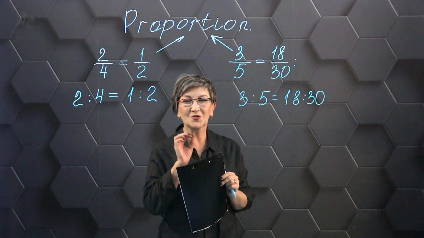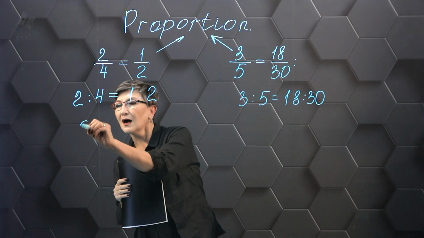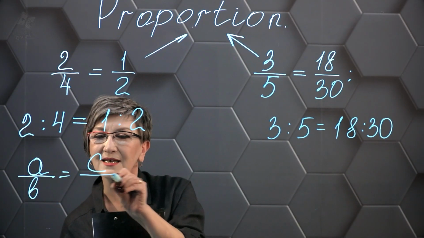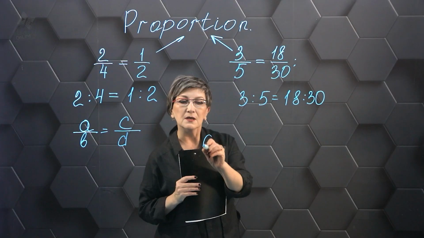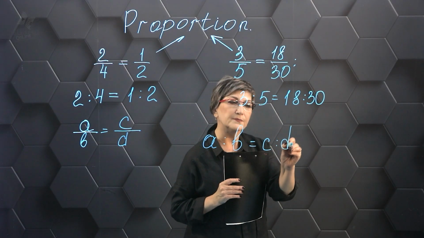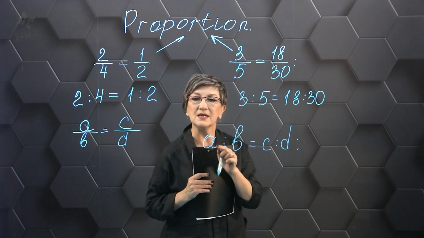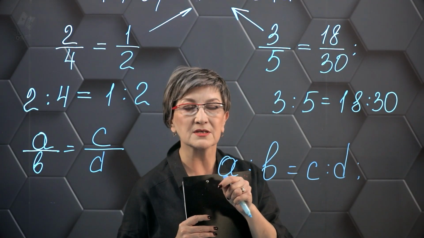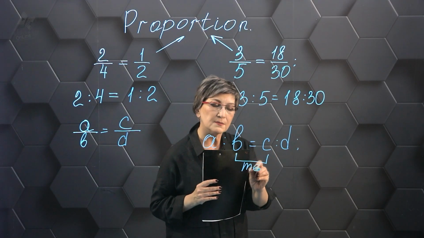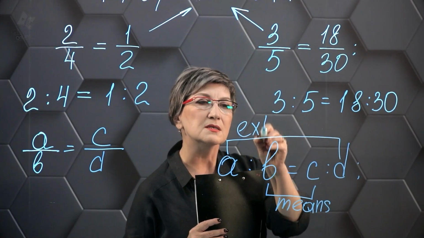So we can write the proportion using letters. Let's write it down. A divided by B equals C divided by D. Or A to B equals C to D. And proportions have a wonderful property that allows you to determine whether a given equality is a proportion or not. The product of the means is equal to the product of the extremes.